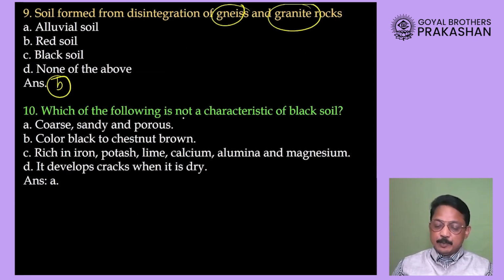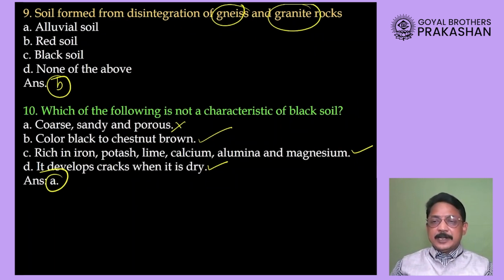Coarse, sandy and porous. Now, black to chestnut brown, yes. This soil is rich in iron, potash, lime, calcium, yes. It develops cracks when it is dry, yes. It is coarse, sandy and porous, that's false option. So your answer will be A. So that way, dear student, if you read your lessons thoroughly, you will be able to answer the MCQ based questions easily.